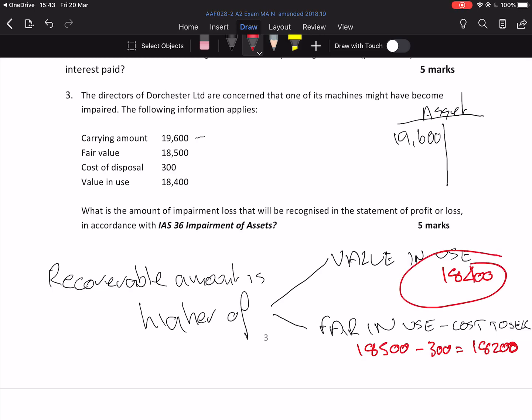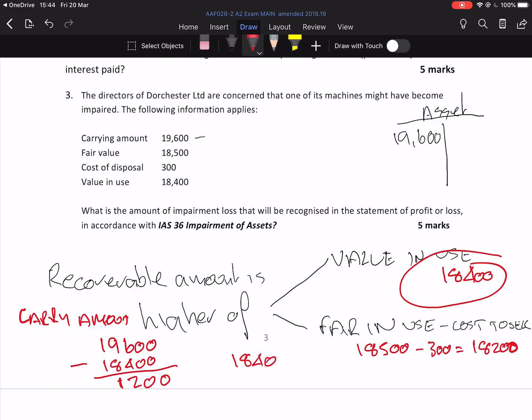So that's the figure we would use when recording it in the statement of financial position. That's what it's worth, the recoverable amount. So on that basis, we've got the carrying amount, which is 19,600, and the value in use, or the recoverable amount, which is 18,400. Therefore we've got a loss of £1,200, okay? That will be the loss in relation to the value of the asset. So we will record the asset at 18,400 in the statement of financial position.